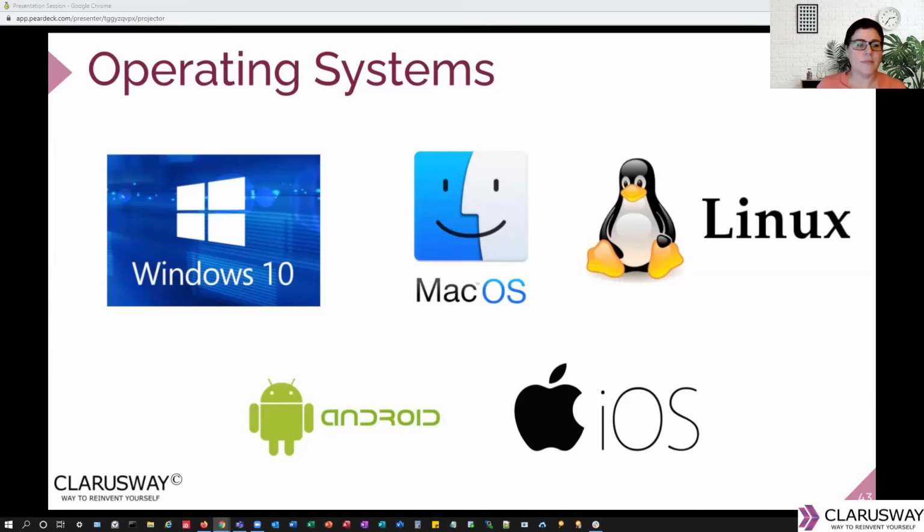All right, so here are some common operating systems: Windows, Mac OS, Linux, Android for your phone, iOS for your iPhone, iPad.